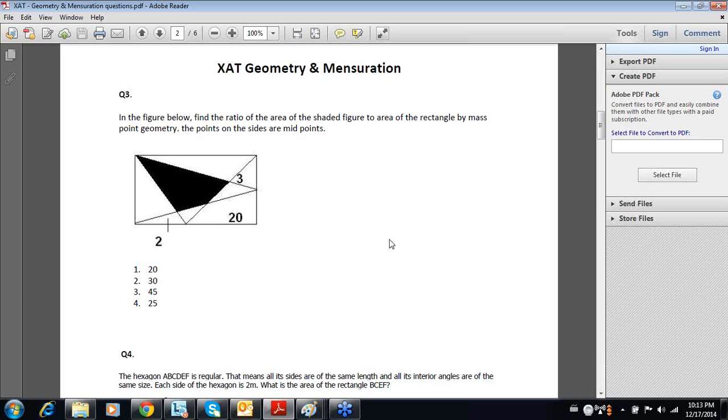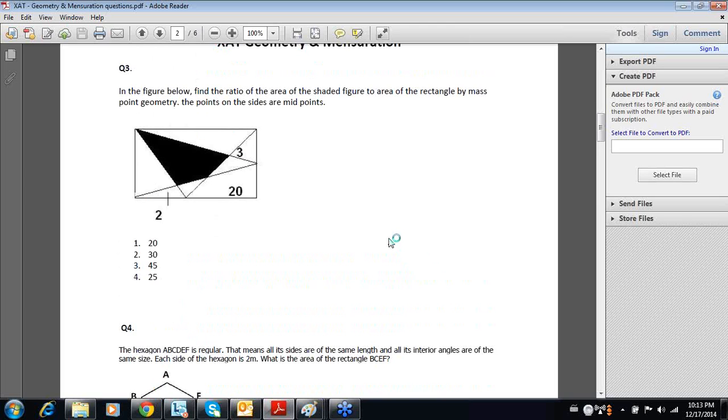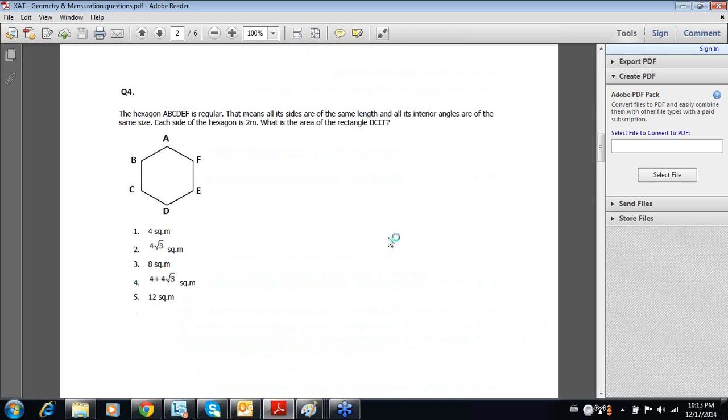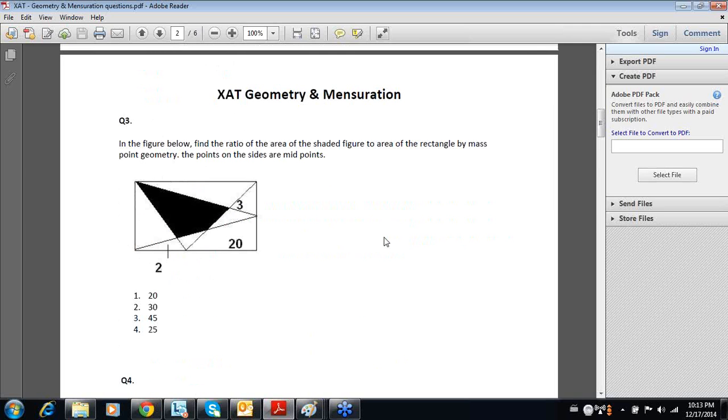Question number 3. Okay, so now I think we have enough students. So question number 3 and question number 4, take 2 minutes to solve these two questions. Then we will review question number 3 and question number 4. They are very easy questions. You can solve them without even blinking an eye. Within seconds you should be able to solve question number 3.